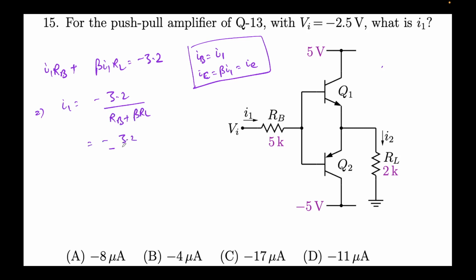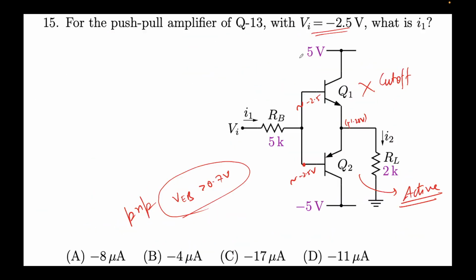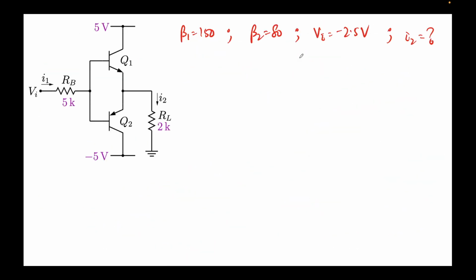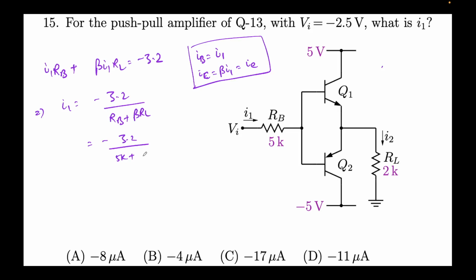This will be minus 3.2. RB is 5K. Beta in this case, beta was different. It's beta is 80. Okay, let it go. So 80 times RL, which is 2K. This will be minus 3.2 over 5K plus 160, that will be 165K. This will again be in microamps. So 3.2 divided by 165 is 0.019. This is coming out to be 0.19, so 19 microamps with a negative sign.